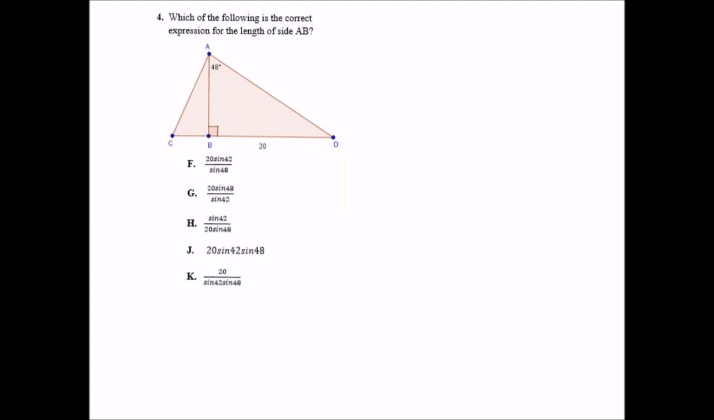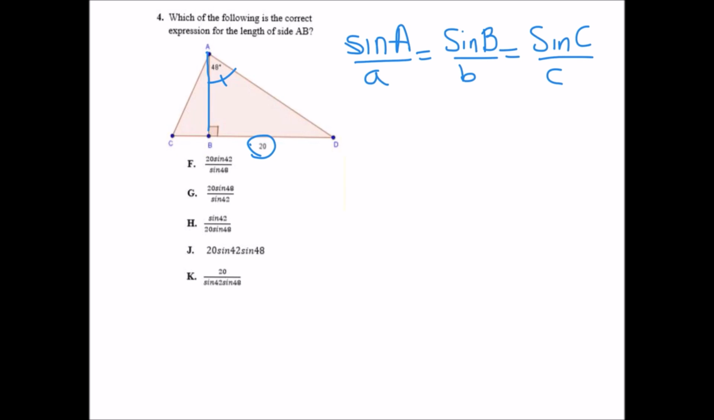Question 4 asks you, which of the following is the correct expression for the length of side AB? So this is what we're trying to solve for right here, this length down right here. We know we're looking at a right triangle, and we're given one of the sides, the measure is 20, and we're given the measure of this angle, 48 degrees. Remember this mathematical truth that the sine of A over A equals the sine of B over B equals the sine of C over C.